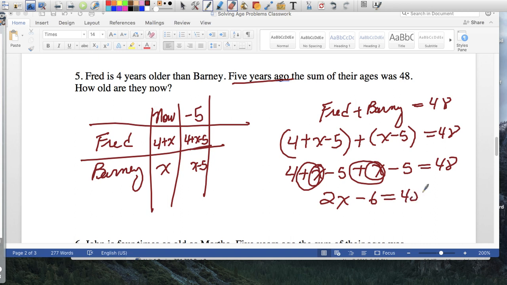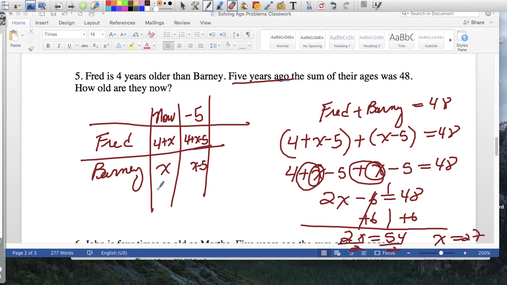So now we have a nice two-step equation. Left side, right side, plus 6, and I get that 2X equals, I don't know, 54. Divide by 2, and X is going to give us 27. So Fred is 27 years old. Barney is 27 plus 4, which is 31.